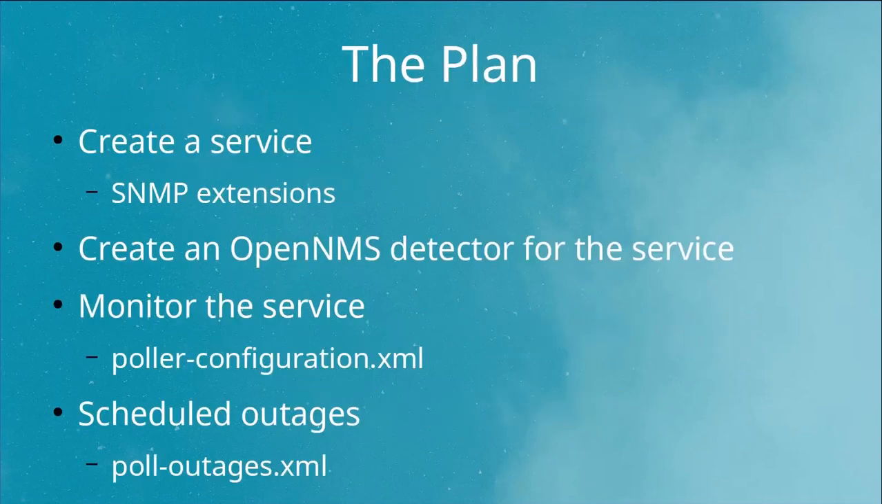This module will create a Linux script tied to SNMP through an SNMP extension. This means that the script and its output are available through SNMP. This will be demonstrated. OpenNMS will refer to the SNMP extension as a service. A service detector will be created in OpenNMS. After the service is detected, the process of monitoring the service will be explained.